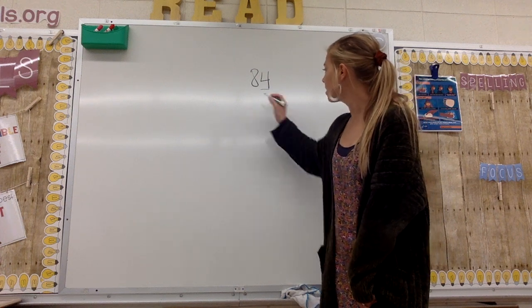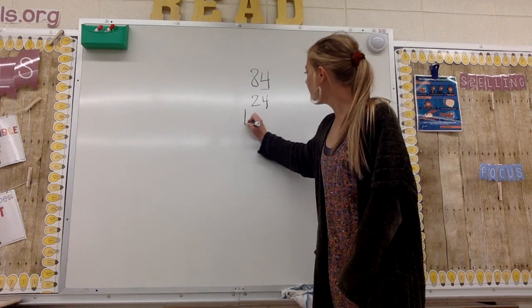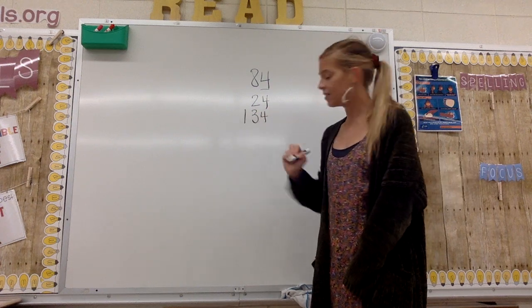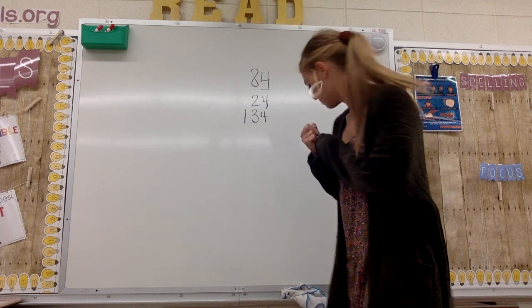So 84 is an even number. 24 is an even number. Any number that ends in 4. 134 is an even number. Those are all even numbers because they all end in 4.